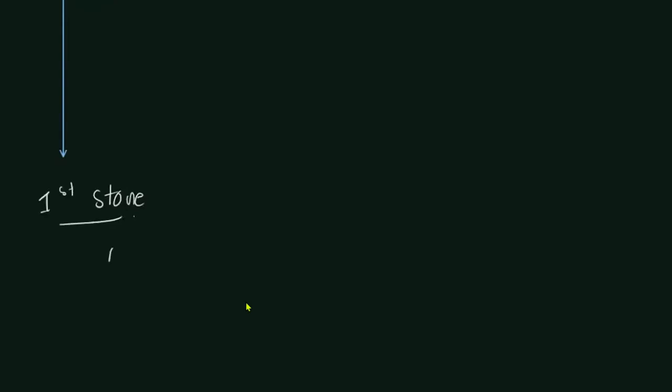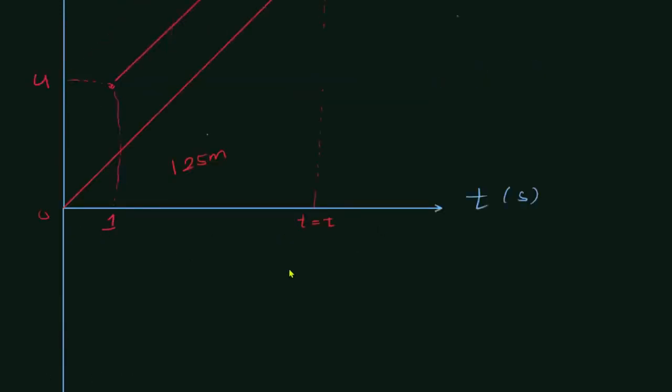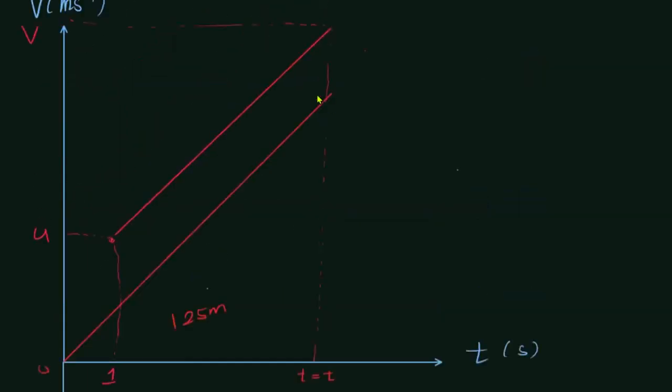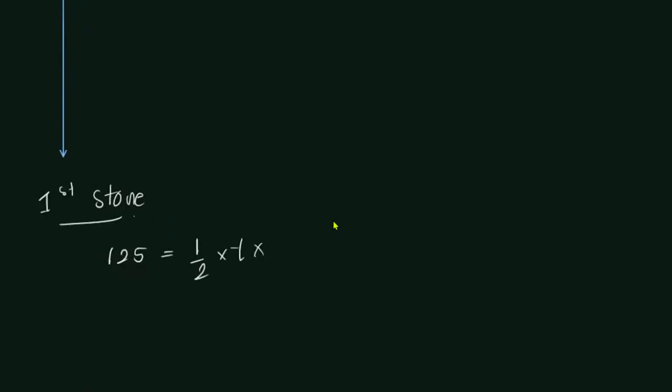The area is what? 125. Area is half into base, and the base is t. Half into base into height. What is this height? Let's assume it is v1. We can easily find this v1, though. For the time being, let's write it as v1.